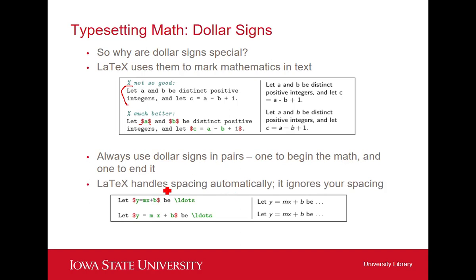And LaTeX will handle spacing within the dollar signs automatically. So these 2 things are equivalent: let y equal mx plus b, or y equal mx plus b with a bunch of spaces in it. They both are going to format the same. But what I want you to take away from this slide is the dollar signs mean this is a math expression, and you have to always start and end your math expression with the dollar signs. That's what LaTeX thinks the dollar signs always are. So if you want it to show up as a real dollar sign, that's why you have to escape it.